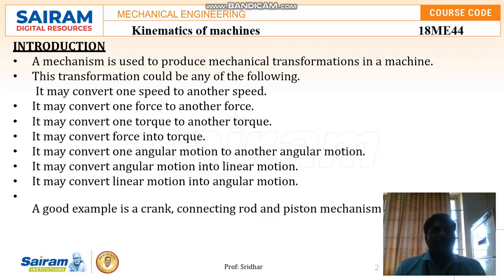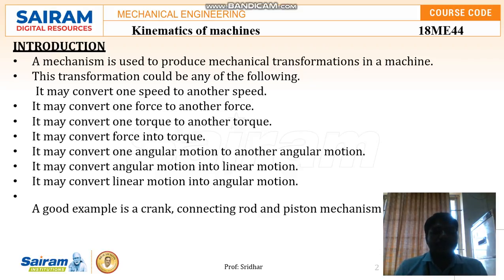Coming to the introduction, a mechanism is used to produce mechanical transformations in a machine. Whenever we manufacture any component, we require a machine. How does the machine work? A machine has a number of mechanisms put together to form one complete machine. Different motions form one complete mechanism, and different mechanisms put together form one complete machine. Each link has connectivity and relative motion with the others. Only then can motion be transmitted from one form to another, with the help of the motions.